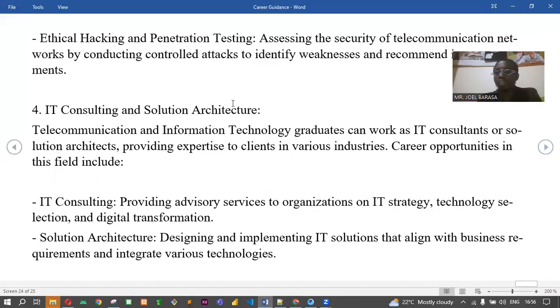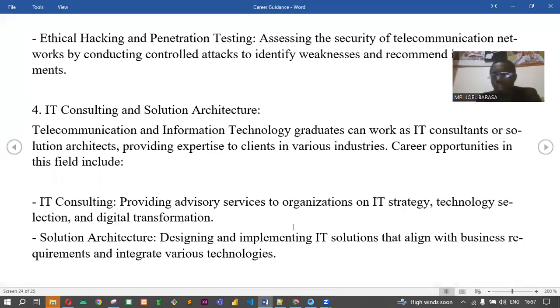IT consulting and solution architecture, then those are the fields for you. IT consulting, you provide advisory services or give advice to companies or business companies like banking, that before maybe they source for any system, they have to look for you, to advise them on the best and most secured systems and so on. Yeah. So those are the things. Solution architecture, trying to design IT solutions for them, then give to them.